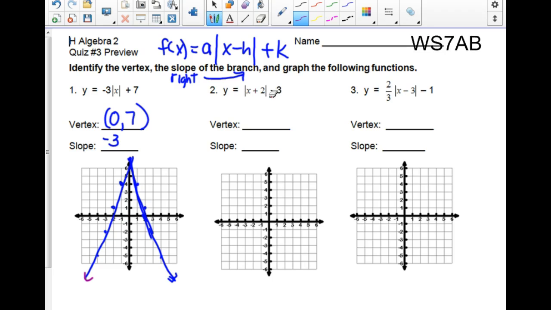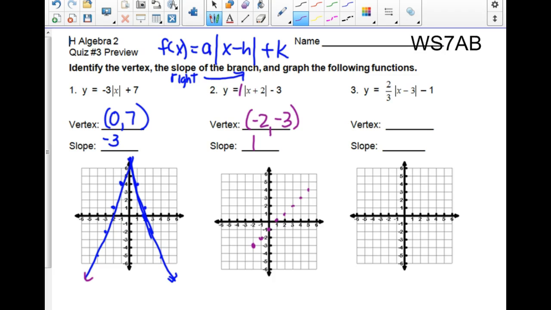Okay, the next one, we have y equals the absolute value of x plus 2 minus 3. So the vertex h is at -2, because it's supposed to be minus h, and -3 for the k value. The slope number is 1. It's in front of the absolute value bar. So -2, -3, and then up 1, right 1, up 1, right 1. That is your right branch.